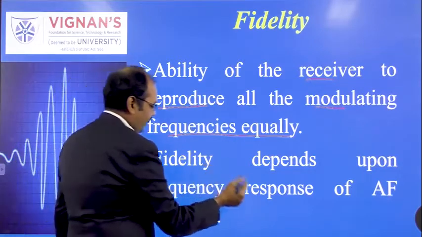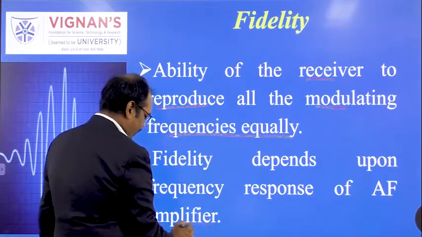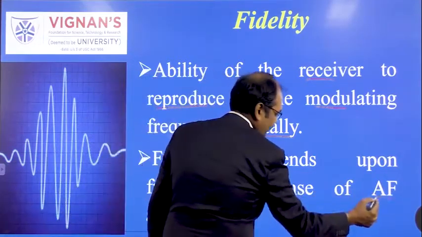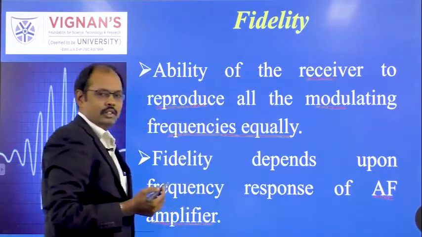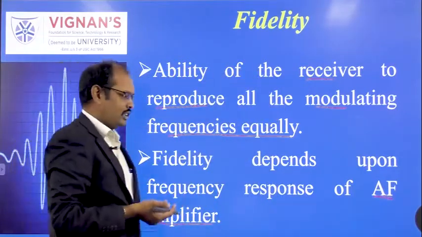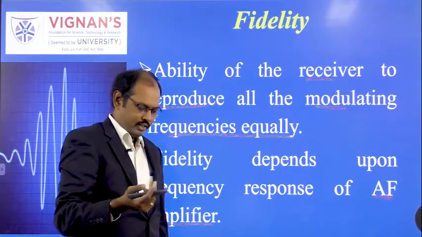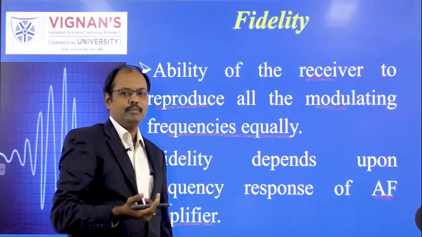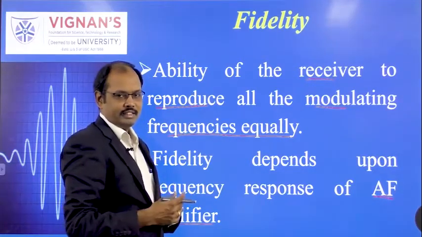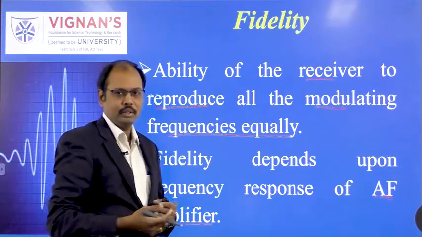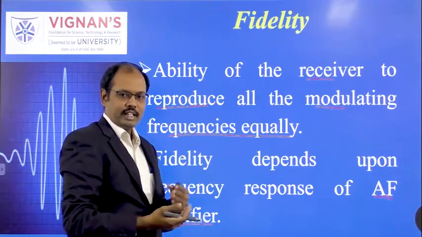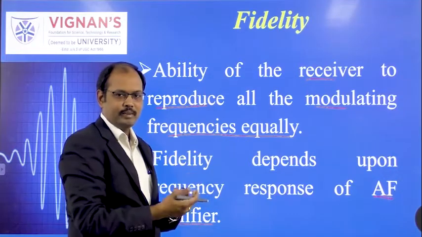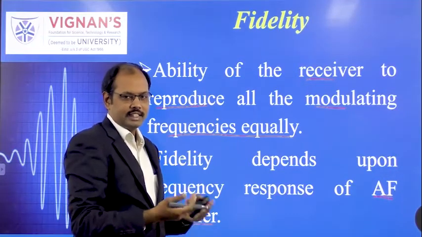So fidelity depends upon an AF amplifier, audio frequency amplifier. For example, I am transmitting with a frequency of some 90 megahertz. At the receiver, we will be able to receive 90 megahertz, 95 megahertz, 100 megahertz, 120 megahertz, etc.